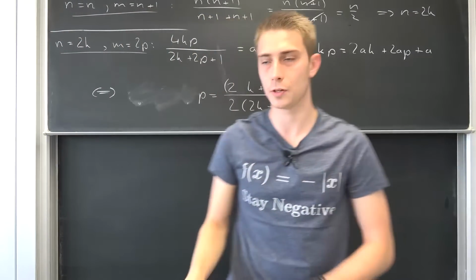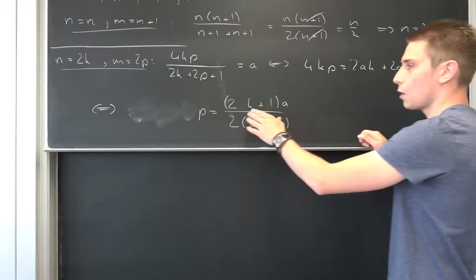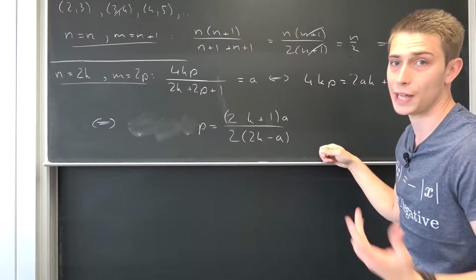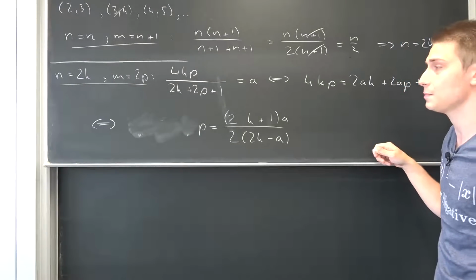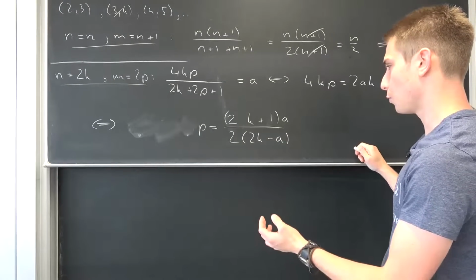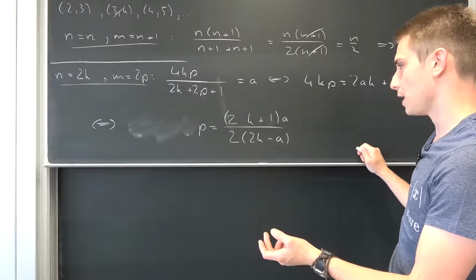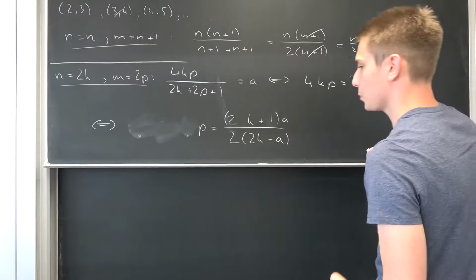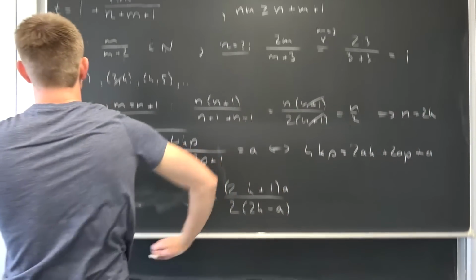Okay, I'm going to erase a bit of stuff right here. This is our p that we have at the moment. And now we need to do even more case studies. What about a being even and what about a being odd? Let us start off with a being odd. Okay, this is something we can do if we have a being odd.